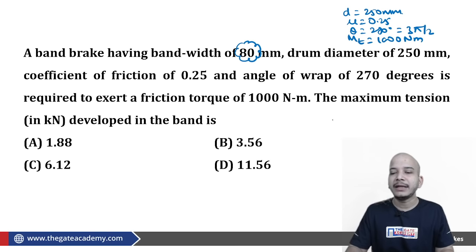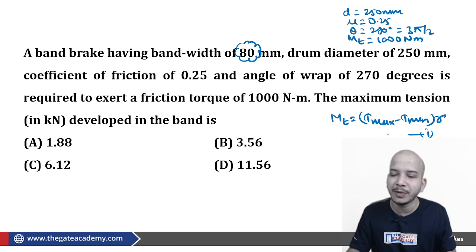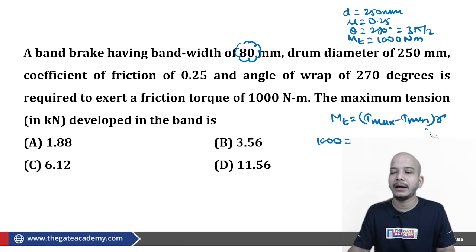We know that MT is equal to T max minus T minimum, into R. Straight away we don't know what T max is, what T minimum is. In the question they are asking about T max itself, but this relation definitely holds good, that MT is equal to T max minus T minimum into R. We know that MT is equal to 1000 and R is equal to 0.125 meter.